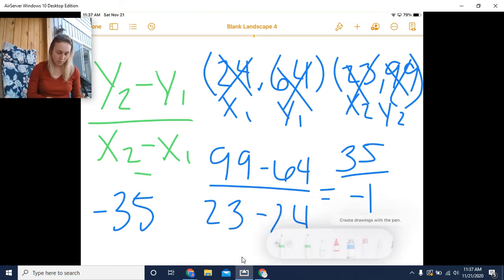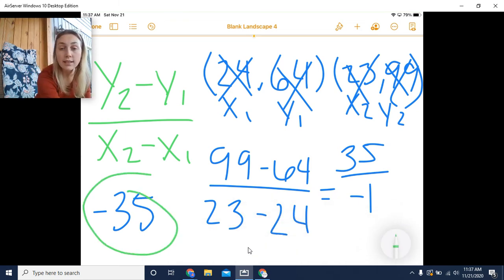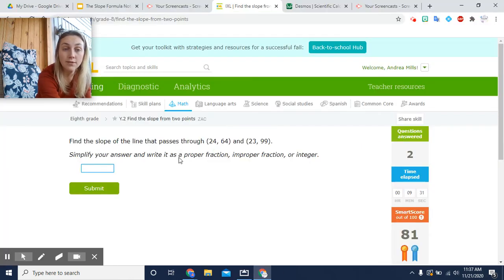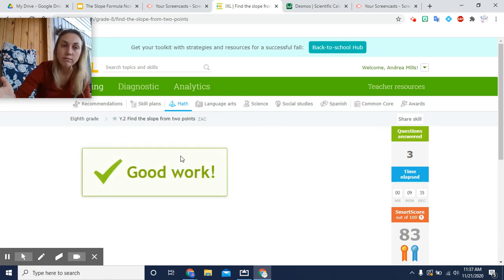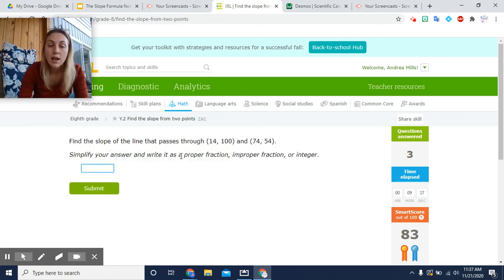Here's the thing about this, though. You can put into your IXL 35 over -1, or you can just put in -35. It's up to you. It'll take both answers. Let me do this one more example, and then I'll be done.